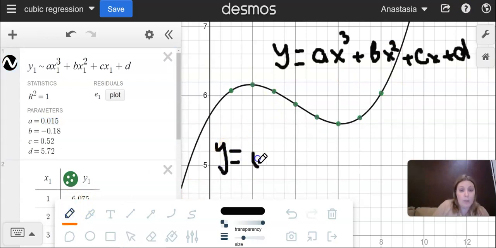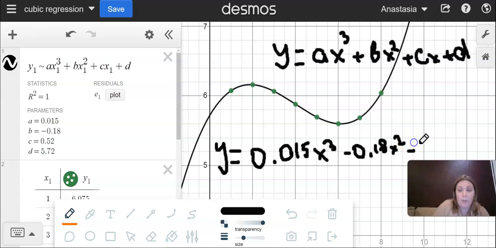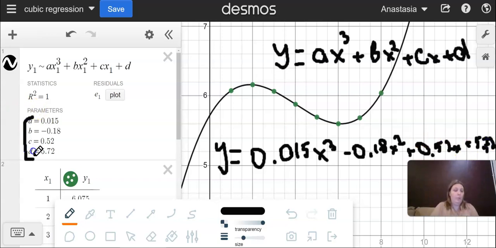And I do get the values of all of these parameters so that I can write out my actual equation. So my equation is 0.015x cubed minus 0.18x squared plus 0.52x plus 5.72. I simply took all of these parameters and plugged them in.